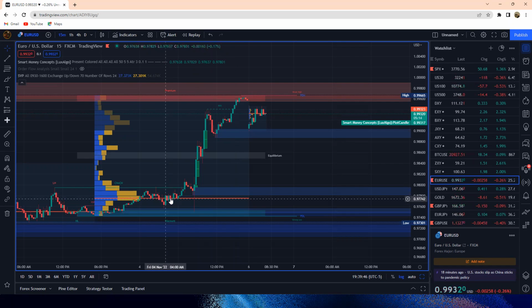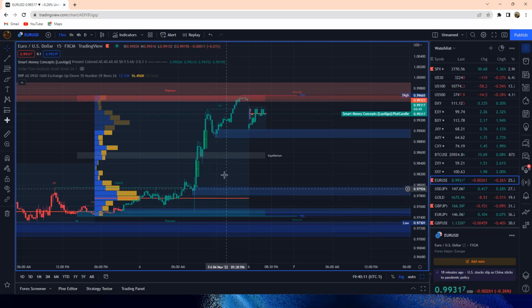Now, when we look at this one, I want you to see that right on the line, we had 27,373 buy orders at this price point. Almost equal, we had 27,301 sell orders. Equal volume. But this was the point in this price area that had the most volume traded.